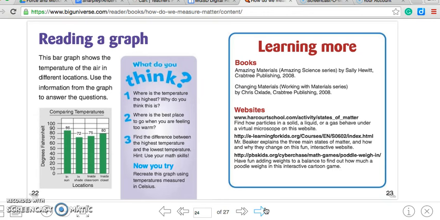Number 2. Where is the best place to go when you are feeling too warm? Number 3. Find the difference between the highest temperature and the lowest temperature. Hint, use your math skills. Now you try. Recreate this graph using temperatures measured in Celsius.